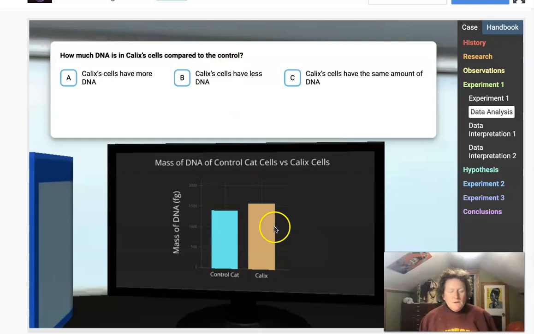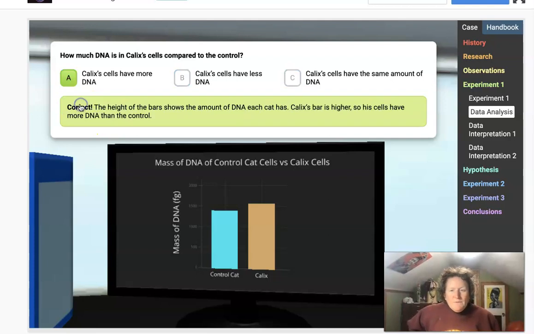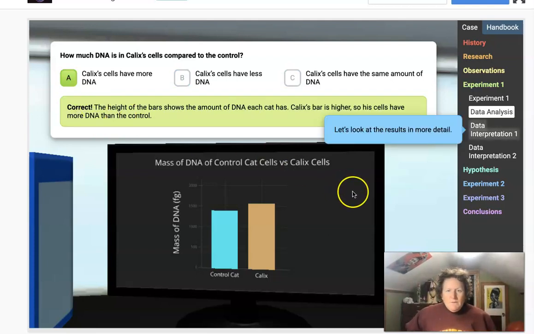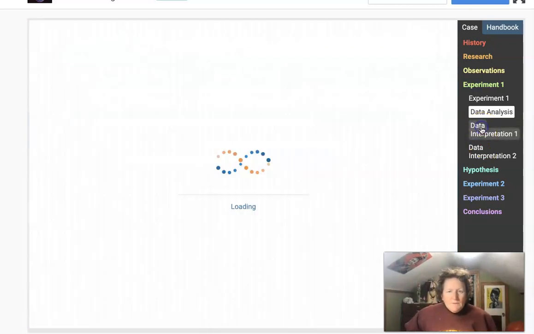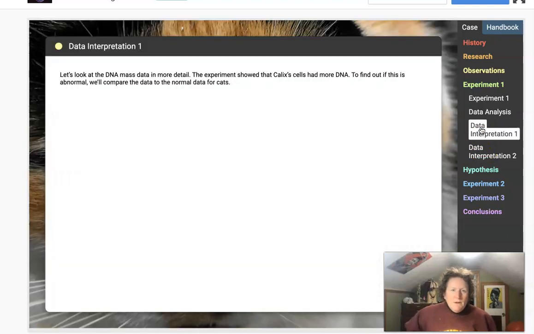Well, it certainly looks like from the graph that Calix has more. So Calix's cells have more DNA. That bar is taller on the graph. It's got more femtograms of DNA. Femto is a very tiny amount, a tiny fraction of a gram.